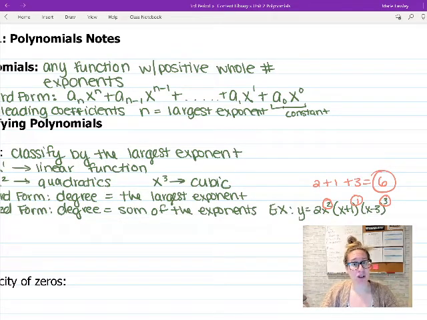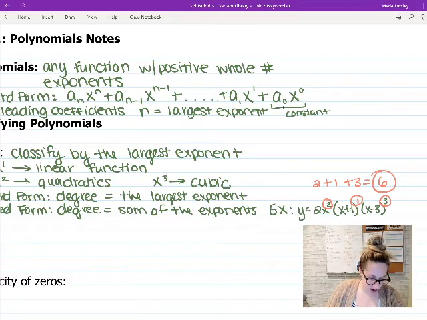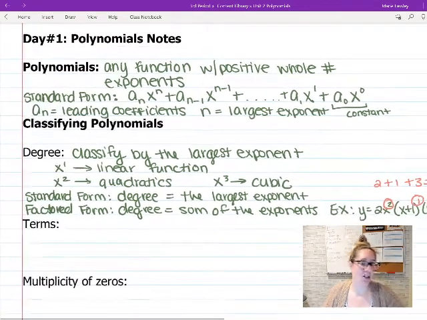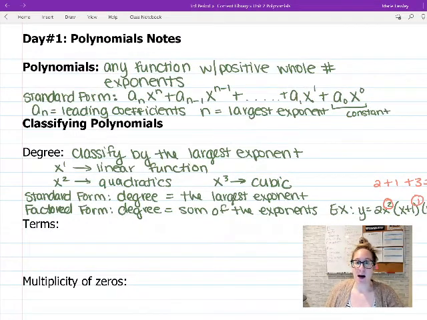But that's how you find your degree of a factored form polynomial. All right, so next we're going to talk about terms. Terms are another way to classify a polynomial. A lot of times I feel like I classify things by their terms all the time, and I'm not 100% certain you guys know what I'm talking about when I say these words, so I want to make sure we go over this. Terms are the individual pieces of your function in standard form.